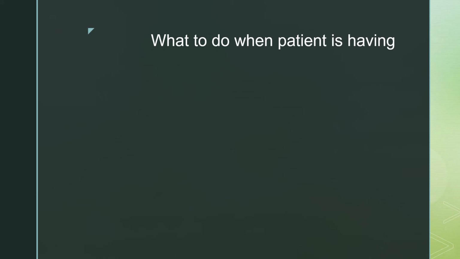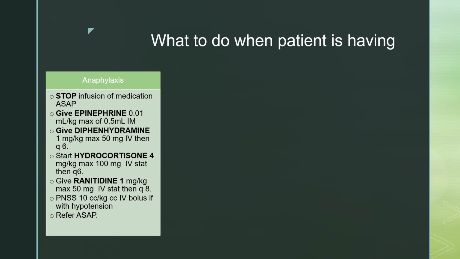So we usually have emergency drugs and syringes at bedside so that once recognized and help is called, you may administer these as necessary. So when you recognize that your patient is having anaphylaxis, it is important that you stop the infusion of the medication ASAP, and give epinephrine at a dose of 0.01 ml per kilogram with a maximum of 0.5 ml intramuscularly. And then you give diphenhydramine, hydrocortisone, and ranitidine as follows. If your patient is hypotensive, you give a bolus of 10 cc per kilogram of plain NSS.